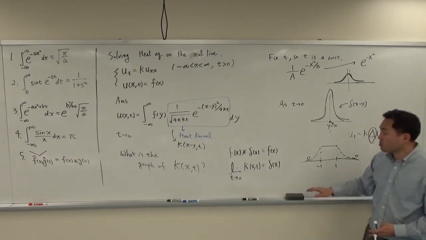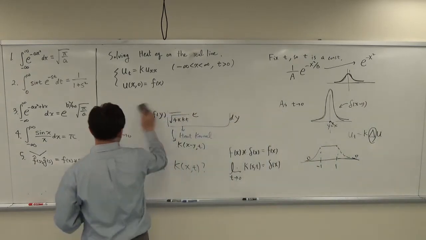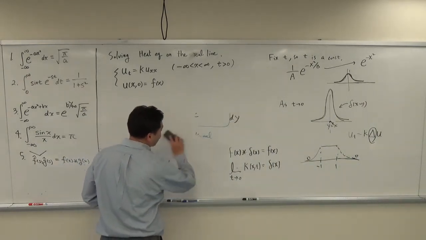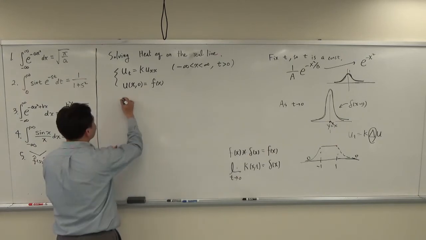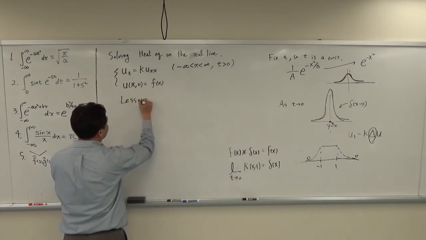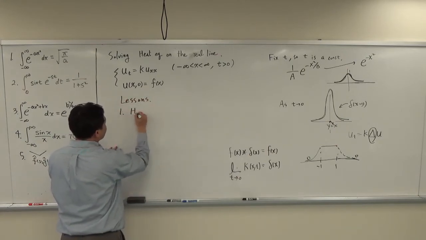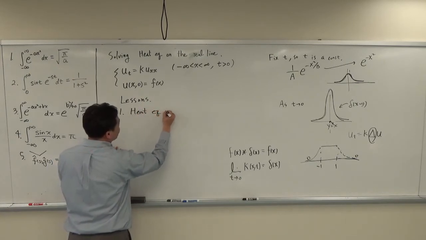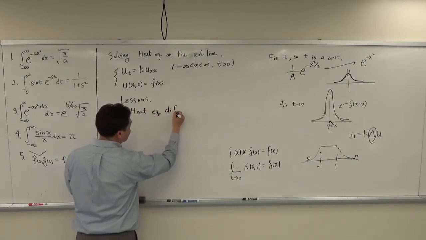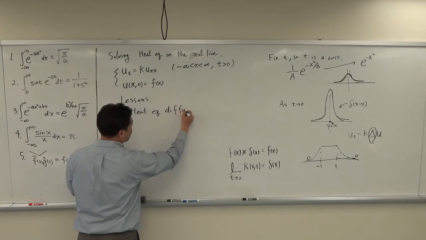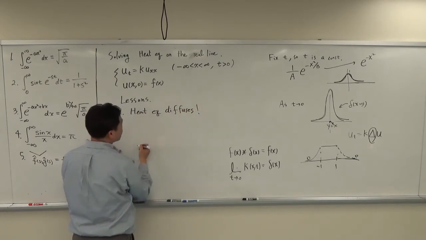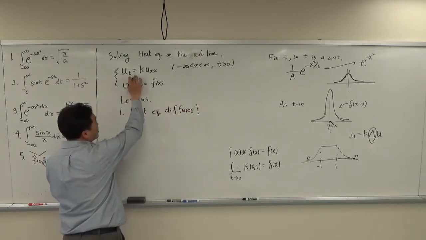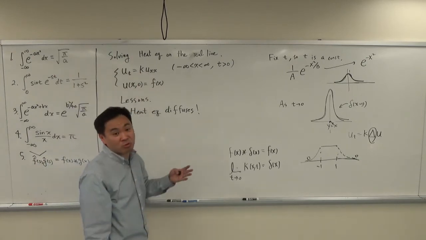Okay? So some lessons. Oh, why did I erase that one? But anyways, lessons. The heat equation diffuses. In other words, u_t equals the Laplacian gives you diffusion. Right?